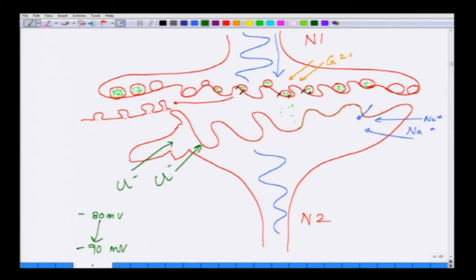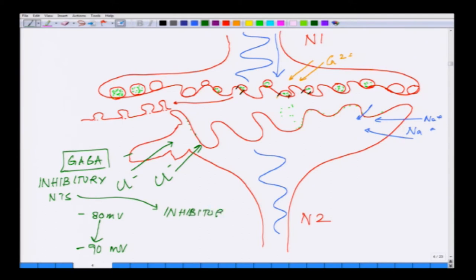Something like, when GABA binds here, GABA leads to the entry of chloride ions through the chloride channels, which are inhibitory entities leading to inhibitory circuits.